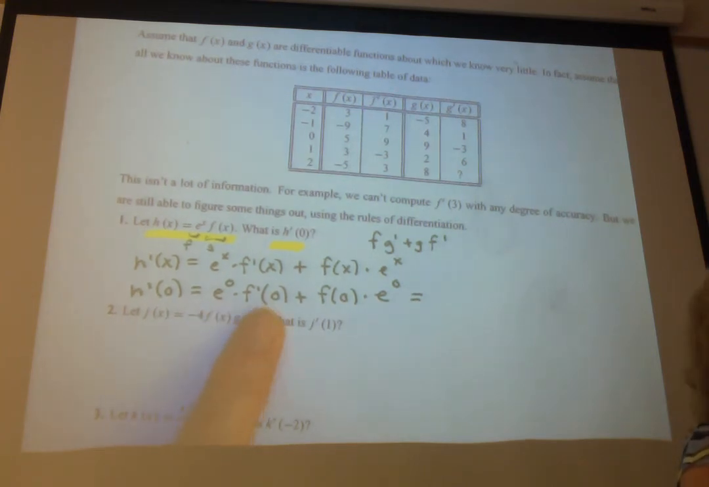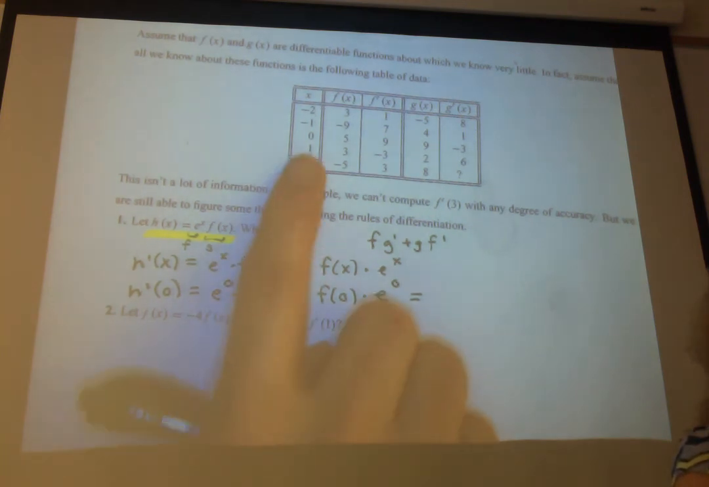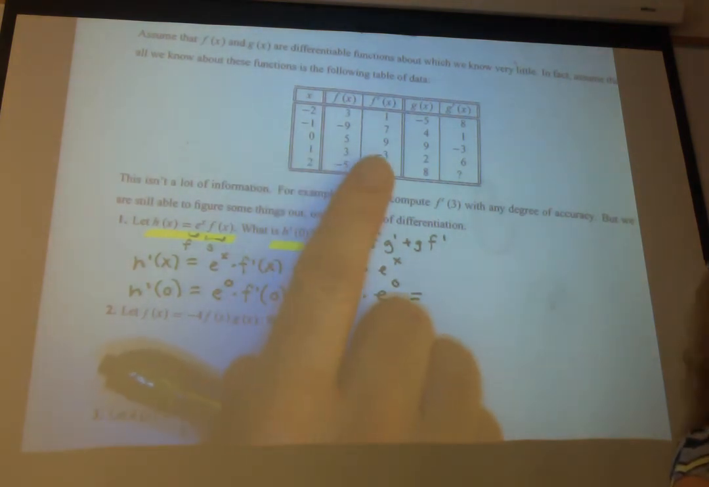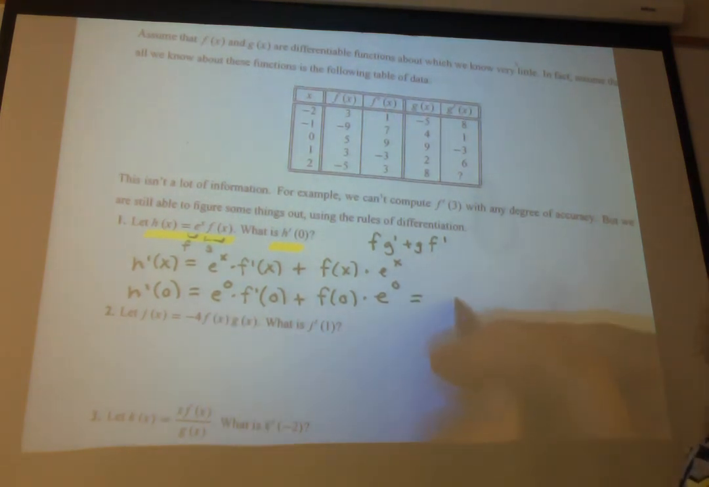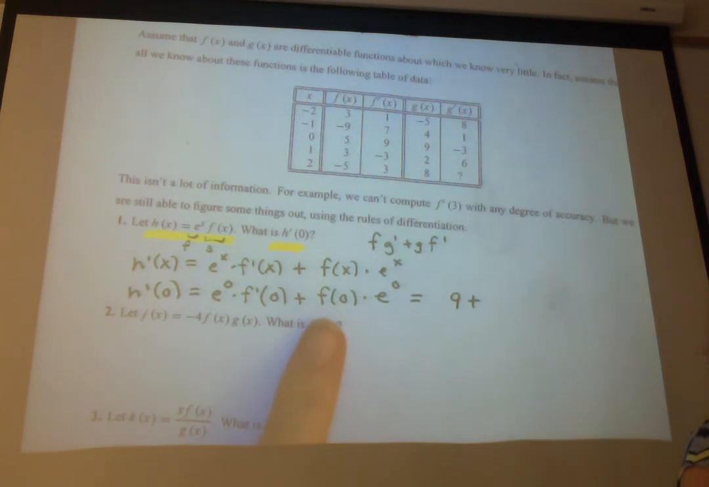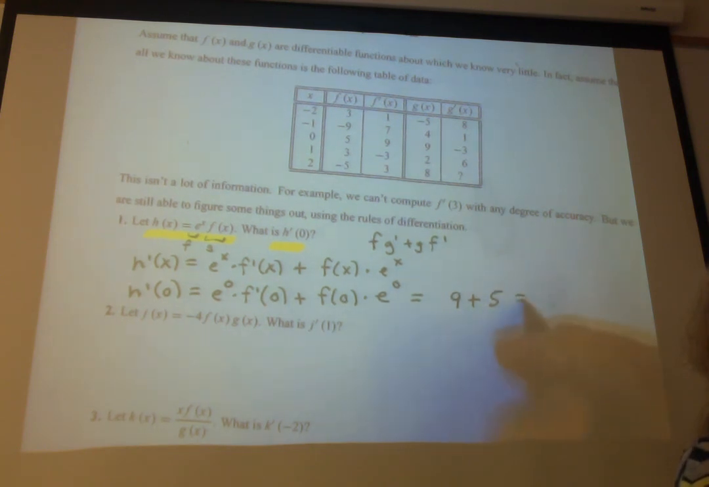What is f prime at 0? Now that table comes into play. So good, f prime at 0 is 9. So I have basically 1 times 9, which is 9. And then what's f at 0? So I've got 5 times 1. So it looks like the answer is 14.